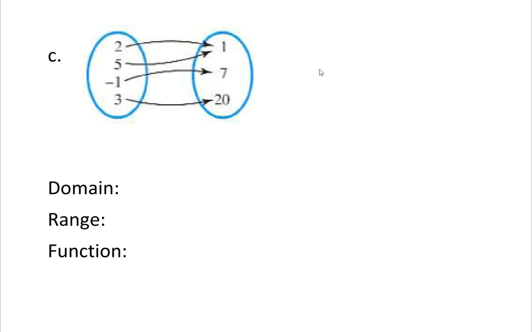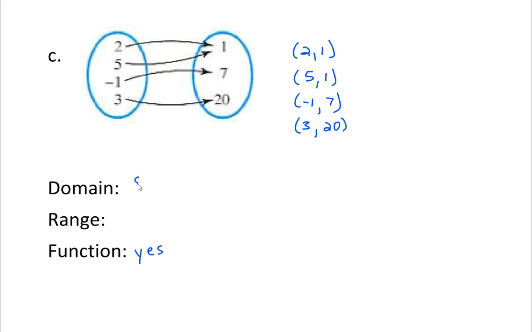If it helps, you can write these out. If I wrote out 2, 1, that's one ordered pair. 5, 1, that would be another ordered pair. -1, 7, and 3, 20. As you see, we have the same y values, but all of the ordered pairs have different x values. So because none of the x values are repeated, we know that it is a function.